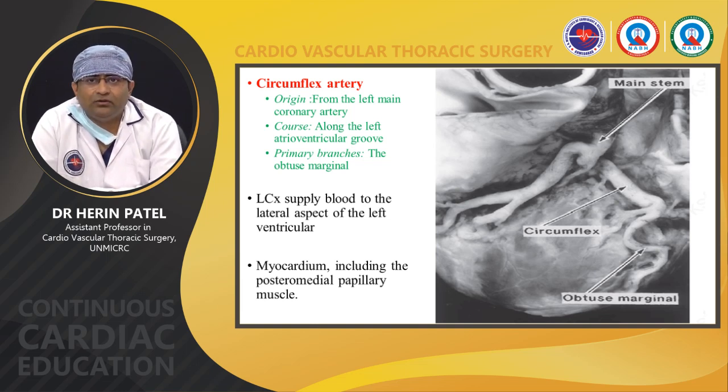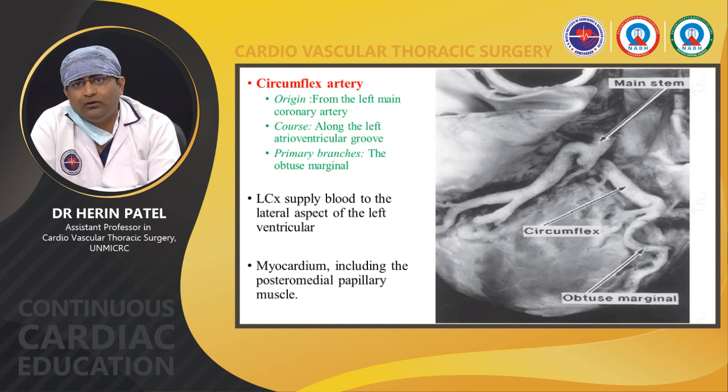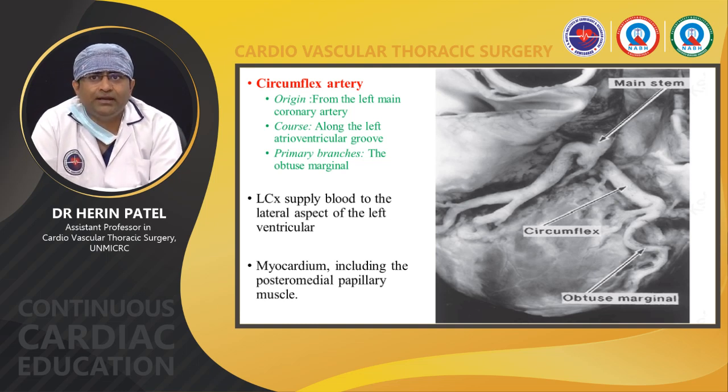As I said, after originating from the main coronary artery, it descends and goes posteriorly into the posterior atrioventricular groove. The main branch of the circumflex artery is the obtuse marginal artery. It provides blood supply to the myocardium, including the posteromedial papillary muscle.